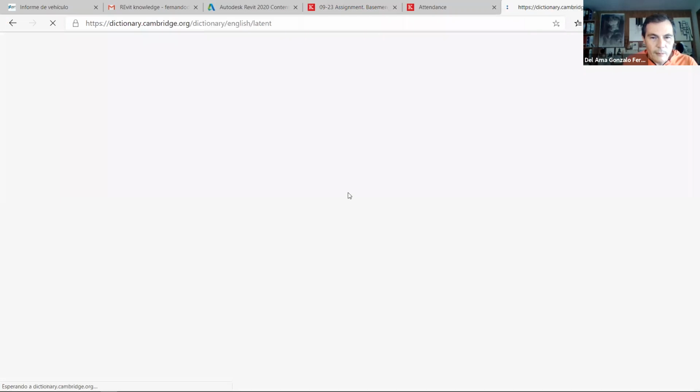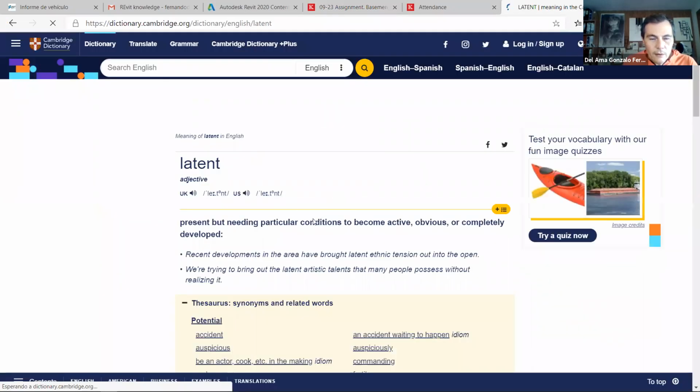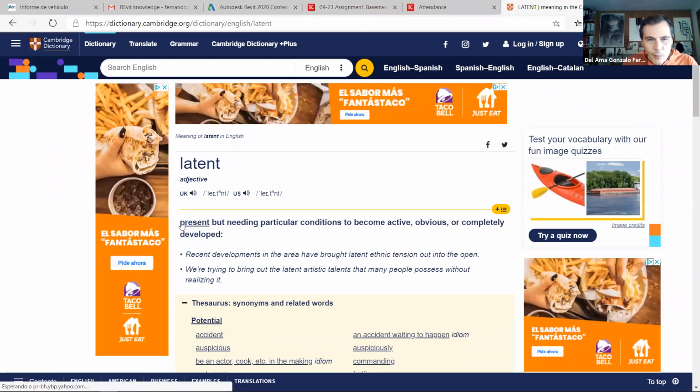Okay, so what's the meaning in the Cambridge English? Okay, it's present, but needing particular conditions to become active or completely developed. So this is the concept of something latent. It's something that is there, but we can't see, or we need particular conditions to realize that something is there.